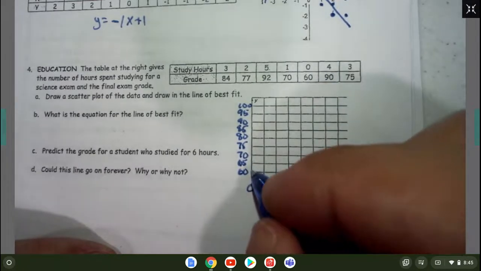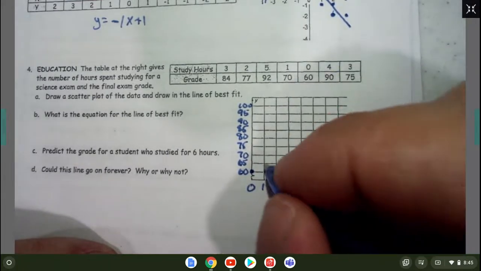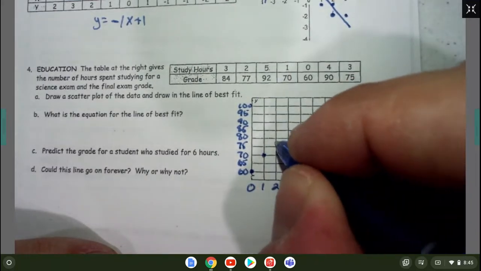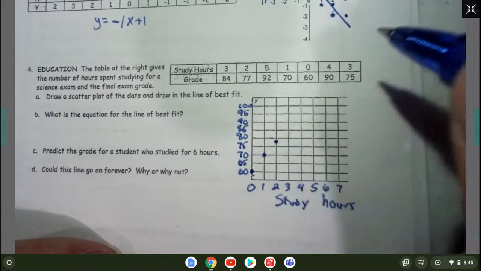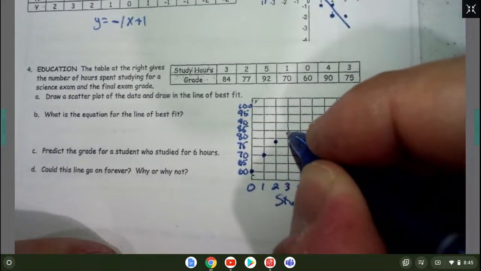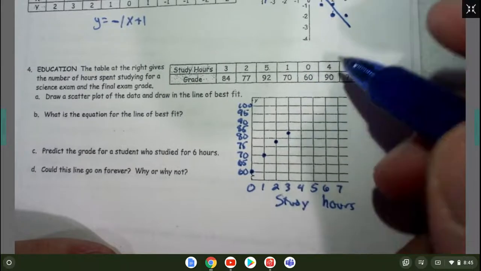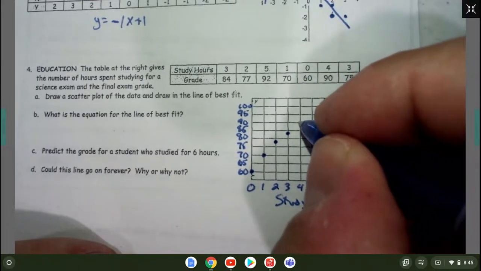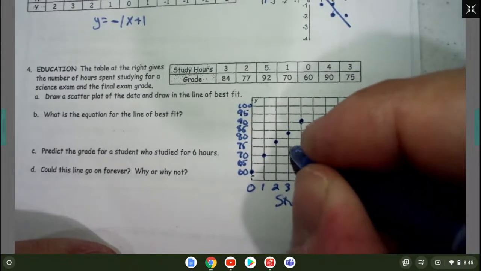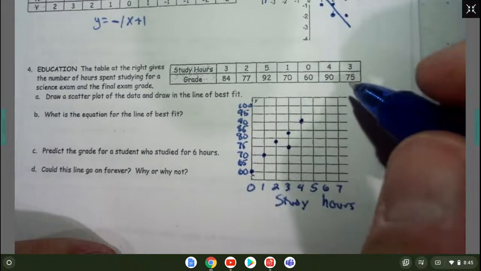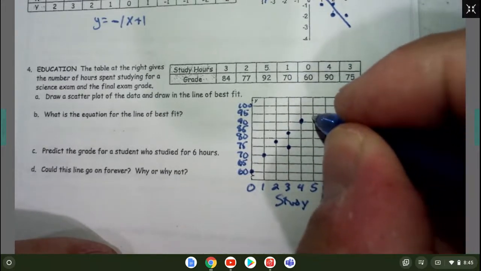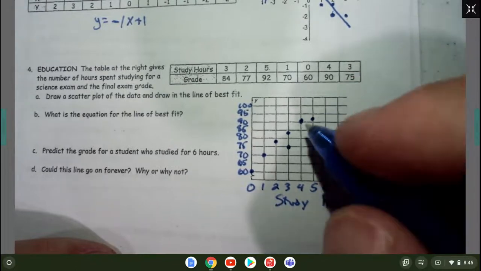0 hours, we get a 60%. That's right there. 1 hour is a 70%. 2 hours is 77. Right there, kind of in the middle-ish. 3 hours is 84. 4 hours is 90. Oh, there's another 3 hours, 75. And 5 hours is 92. So there's our best grade, 5 hours.